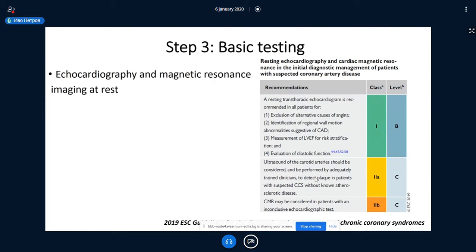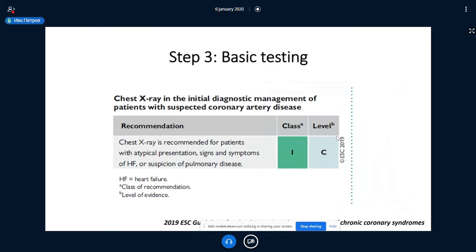So the ultrasound has a very high class and a good level of evidence that the acute changes in the movement of the heart are even more specific than ECG in deciding the probability that the patient has coronary artery disease.